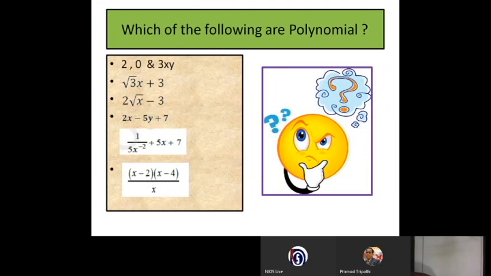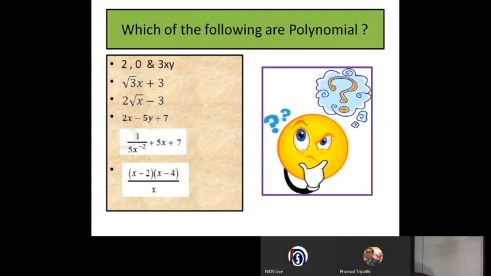0 into x raised to the power 0, it is also a polynomial. 3xy: x raised to the power 1, y raised to the power 1. The exponents of the variables are whole numbers, hence 3xy is also a polynomial. So all three parts of the first problem are polynomials.